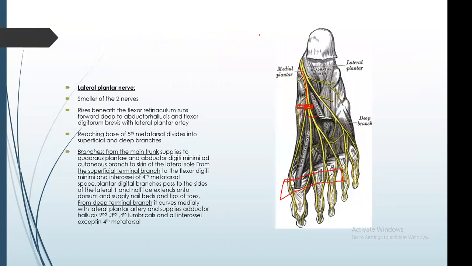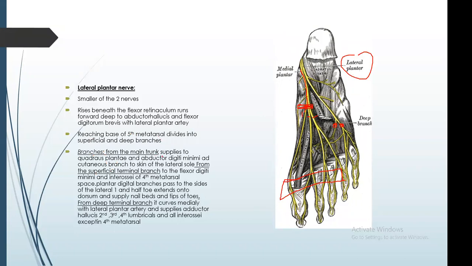The lateral plantar nerve. This one, the lateral plantar nerve. It is the smaller of the two nerves, arises beneath the flexor retinaculum, and runs forward deep to the abductor hallucis and flexor digitorum brevis with the lateral plantar artery. Reaching the base of the fifth metatarsal, it divides into superficial and deep branches. This is the deep and the superficial plantar nerves.